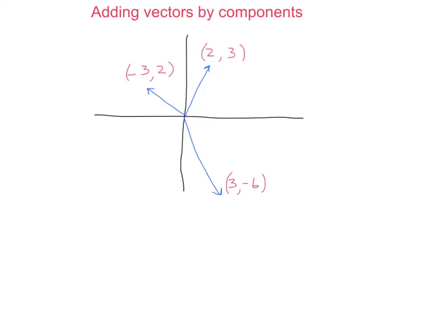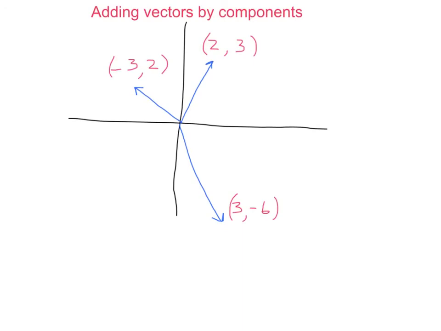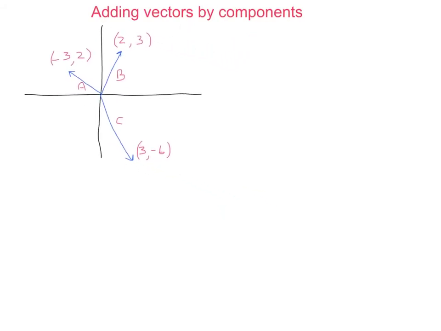So we have three vectors here, and let's call those vectors vector A, vector B, and vector C. And given are the components of each. So A has an x component of negative 3, a y component of 2. B has an x component of 2, y component of 3. And vector C has an x component of 3 and a y component of negative 6. And this is how we go about doing it.